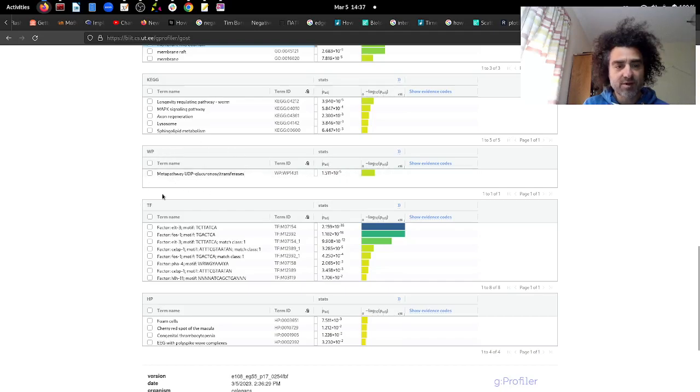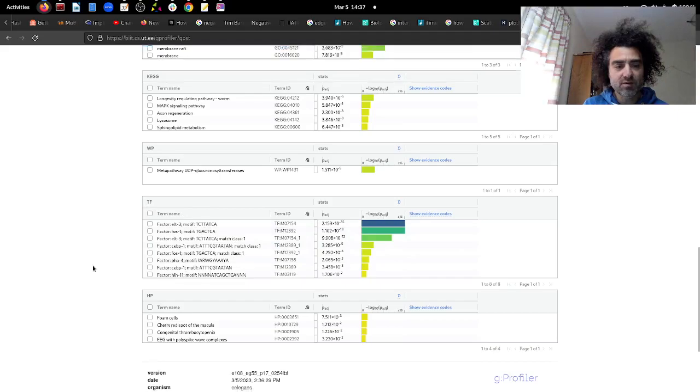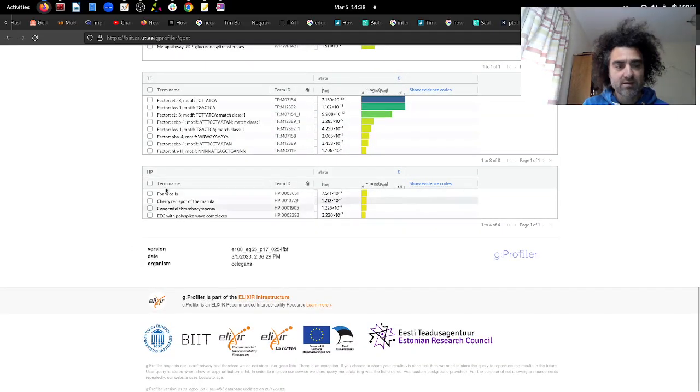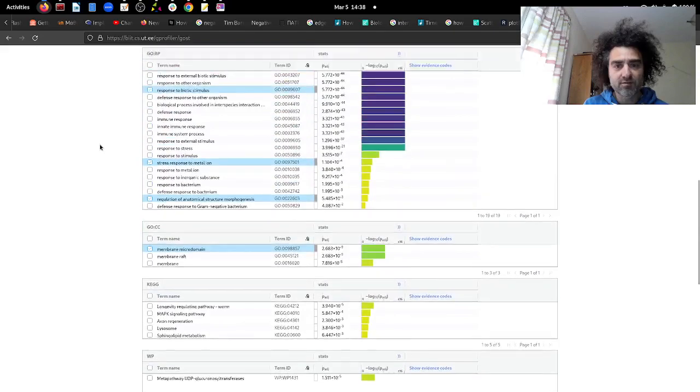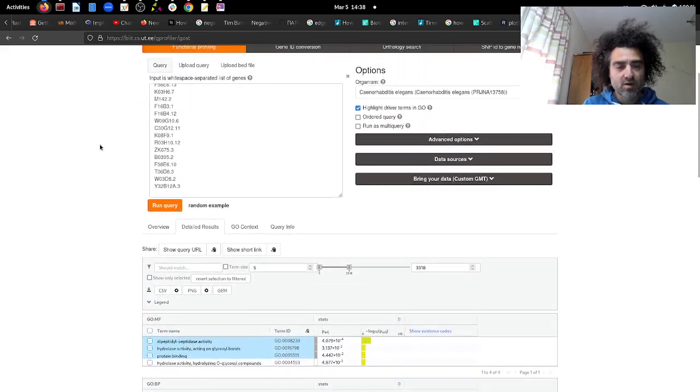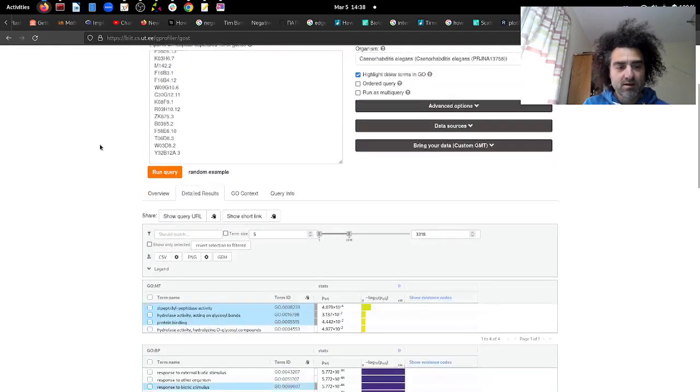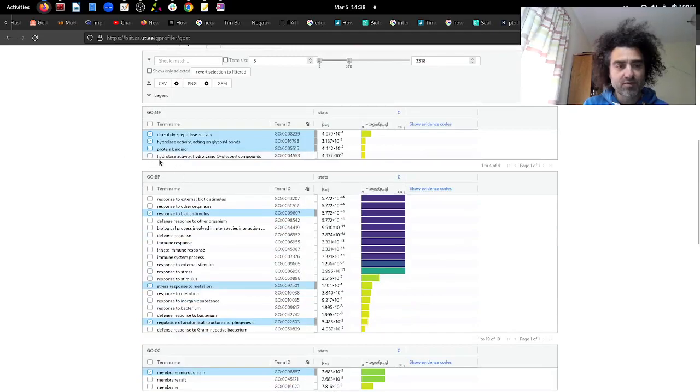These are some other pathways. These are transcription factors that these genes might be linked to, and some other biological categories that developers of the gProfiler have added recently to the tool. Okay. Now let's go to the biological process, which is easier for us to understand.